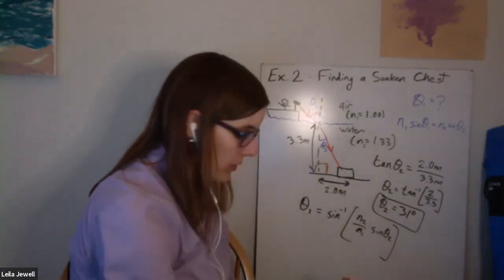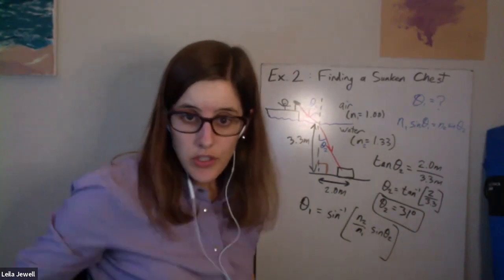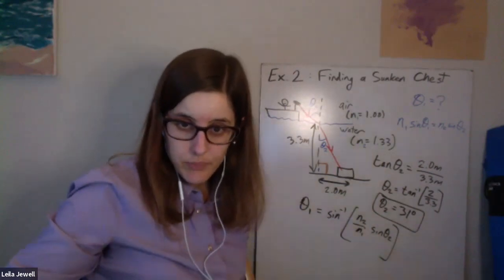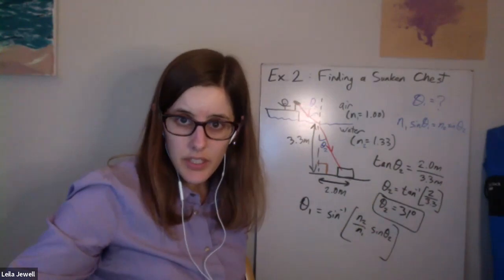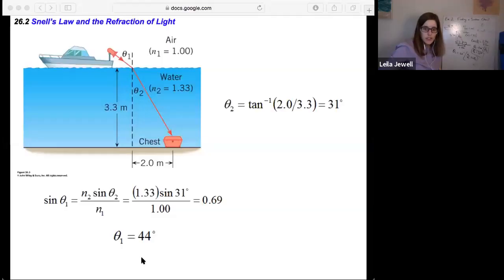And so we can plug and chug there, which is shown in the slides. So I'll pop back to that. And there we have it, that when you plug and chug and solve away, you get that the incident angle is 44 degrees, which is not the same as the angle of refraction.